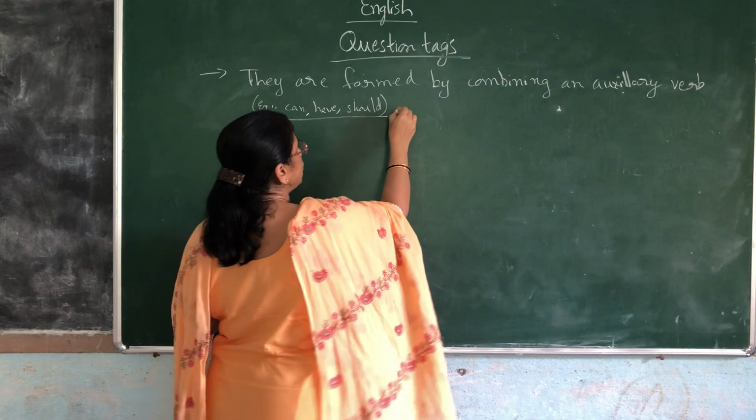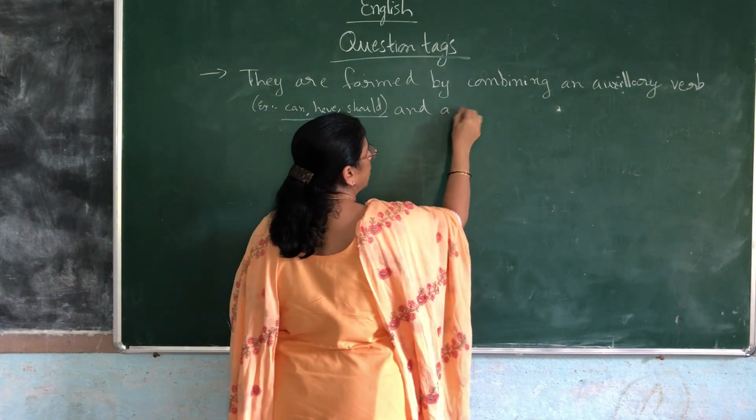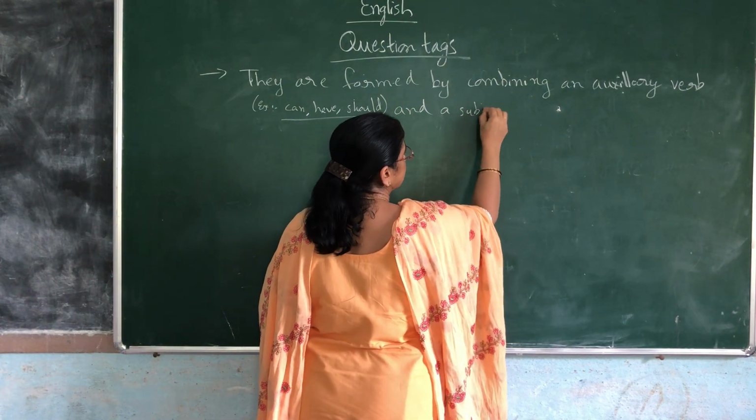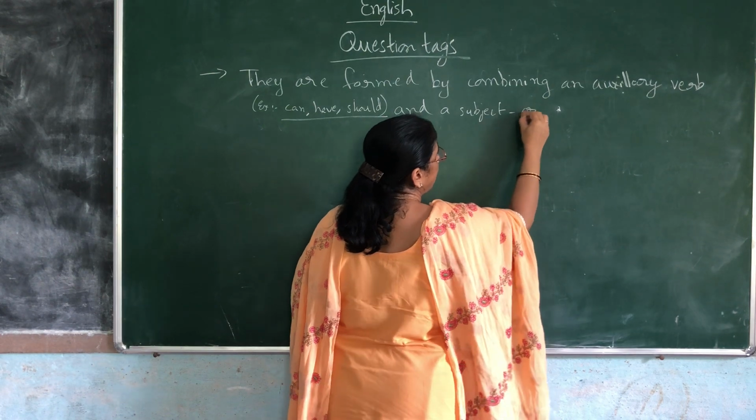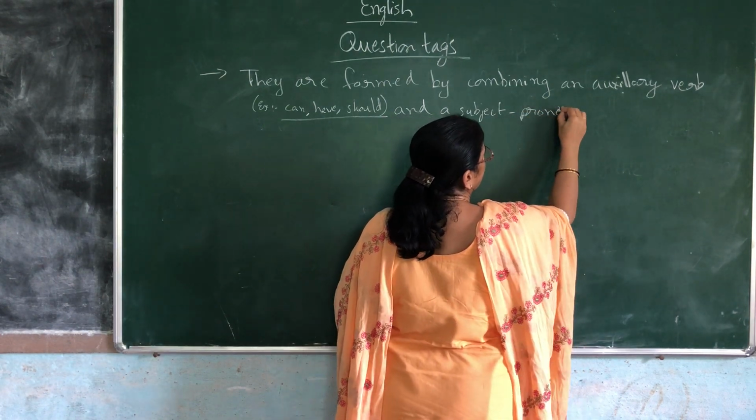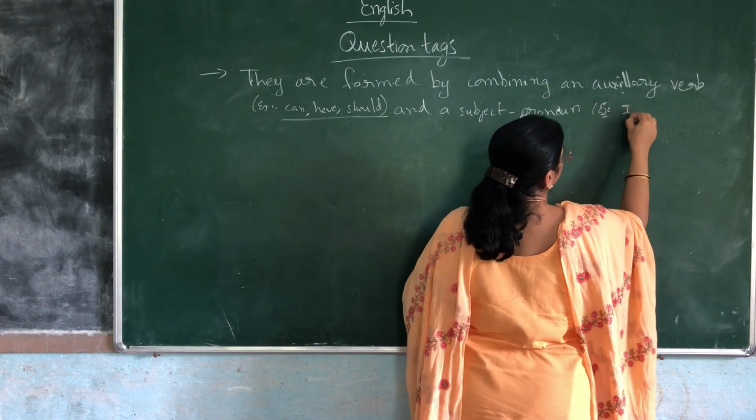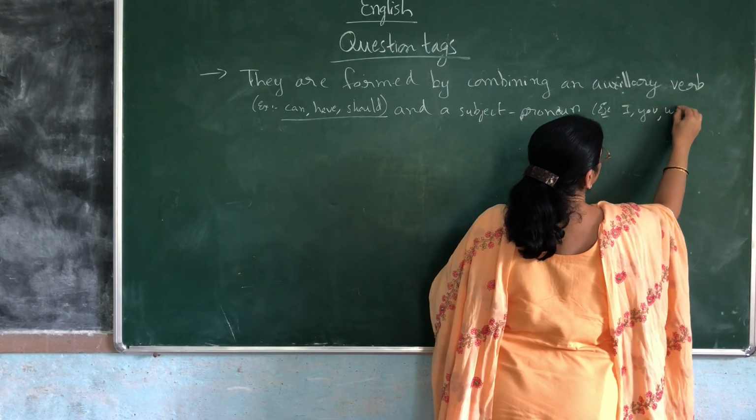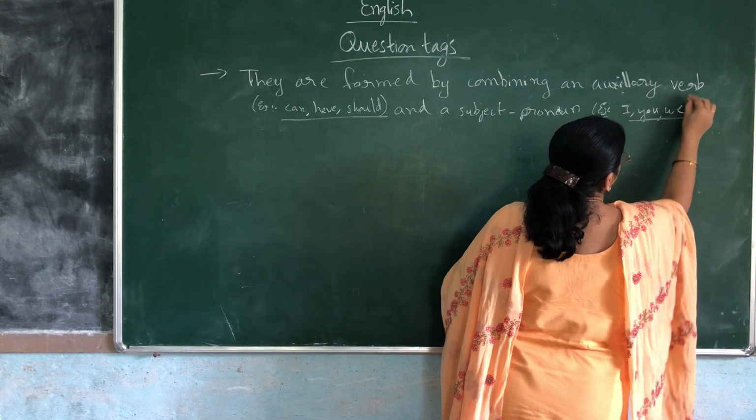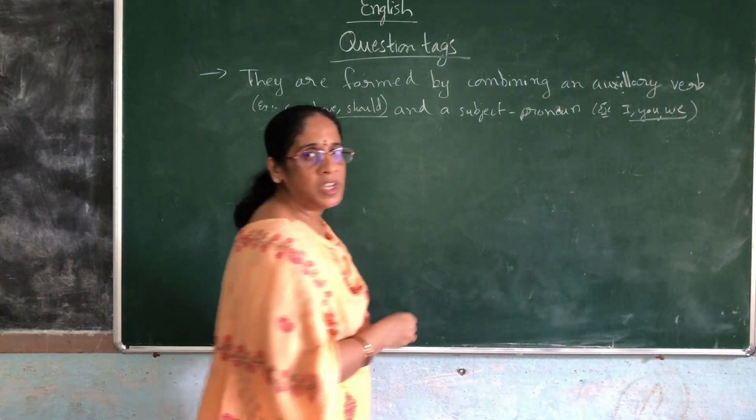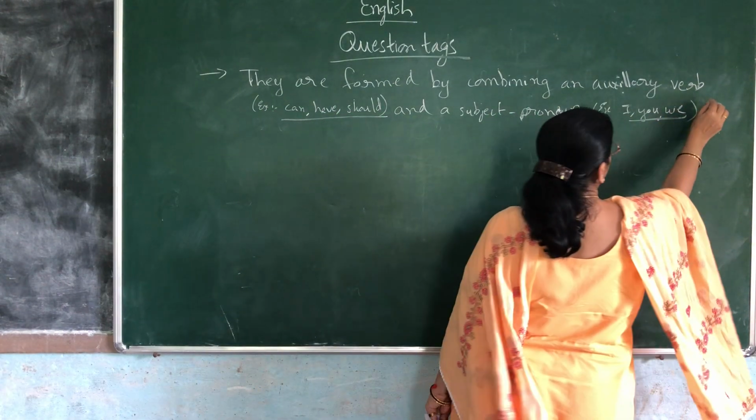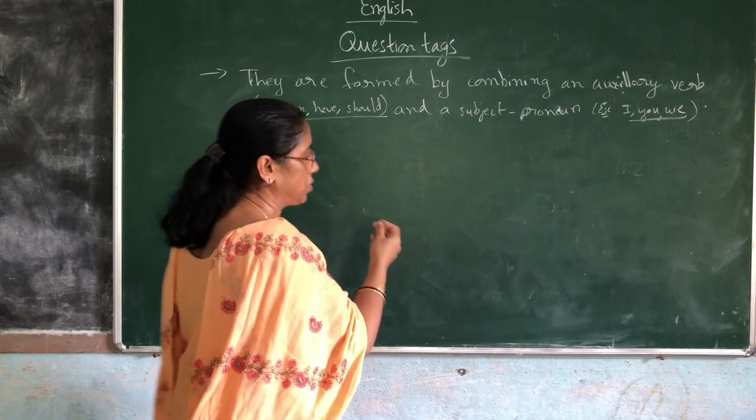And along with this, what should you use? A subject pronoun. Sometimes it will be a name or sometimes it will be a pronoun. For example, I, you, or sometimes we. So these are to be used while forming a question tag. That is, while writing a question tag, you should pick up these words from the statement.